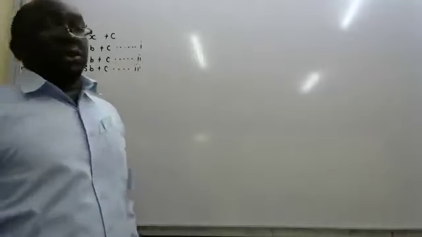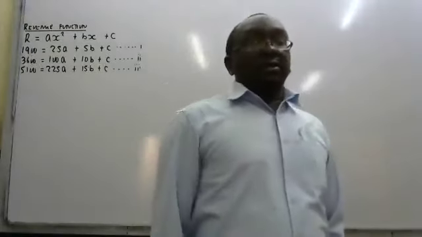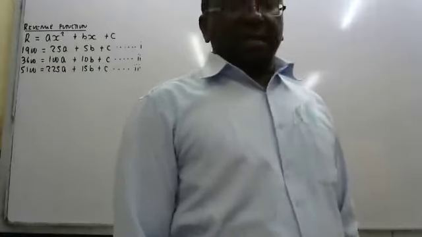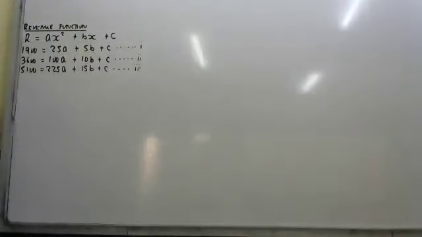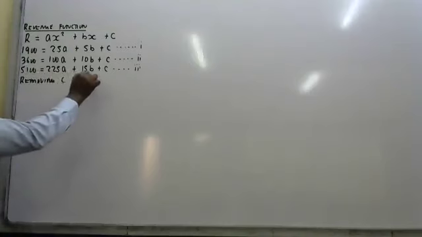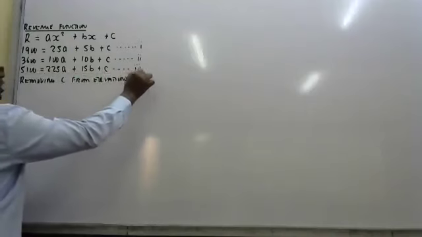Now, when you have the equations in place, the simultaneous equations, you have several methods at your disposal. You can use matrices, we saw how to use matrices, or you can use elimination. Elimination is the easiest one. So we will say, removing C from equations 1 and 2. C is the easiest to remove because you can see the coefficients are the same.